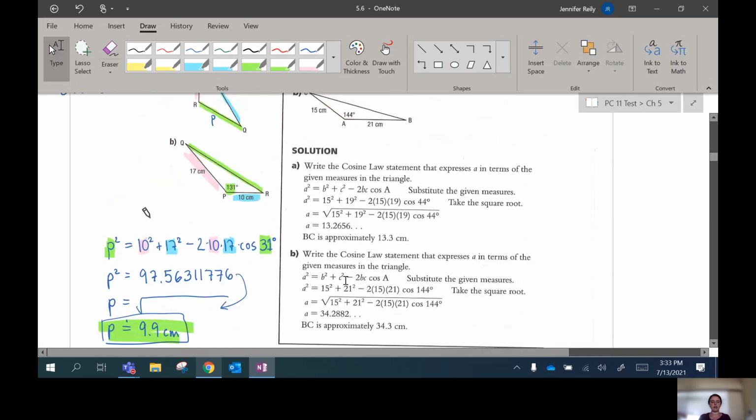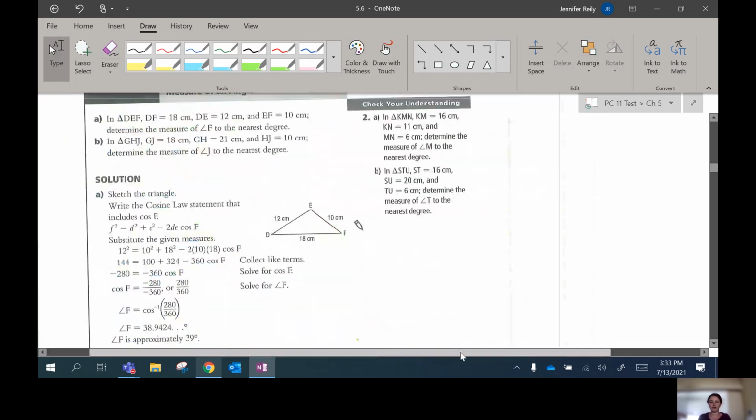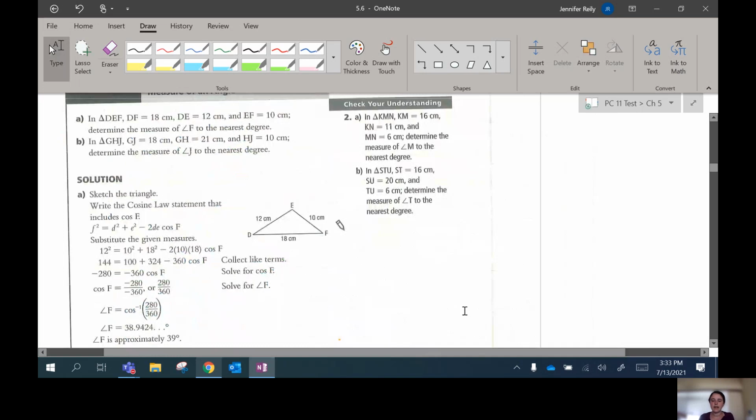When you're finding the missing angle, though, you have to do a little bit of algebra. And then this one, I don't give you a picture either, so you have to draw it. So it says an angle KMN, KM is 16, KN is 11, and MN is 6. Determine the angle M to the nearest degree. So we actually don't know any angles in this triangle. Let's try and draw it out here. It's not going to be to scale because we don't need to do that.